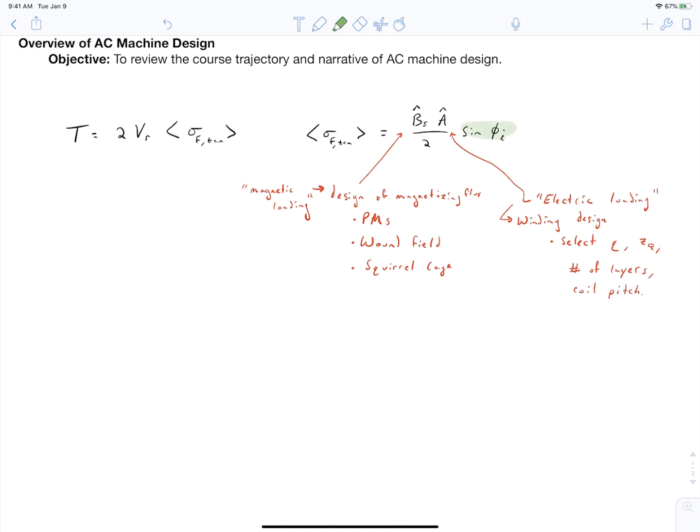And the sine phi is something that our motor drive determines. This is determined at runtime. It's not a design time decision. We talked about some rules of thumb for how you determine what the sine of phi should be based on the machine type. So for induction machines, this might be 0.8 because you have to provide some magnetizing current with your stator winding. And you can go back to our machine sizing unit to look at those considerations.